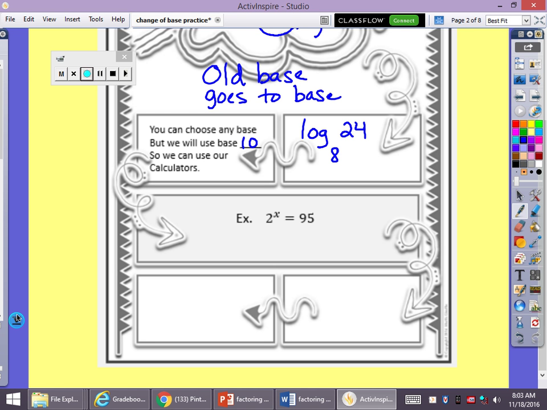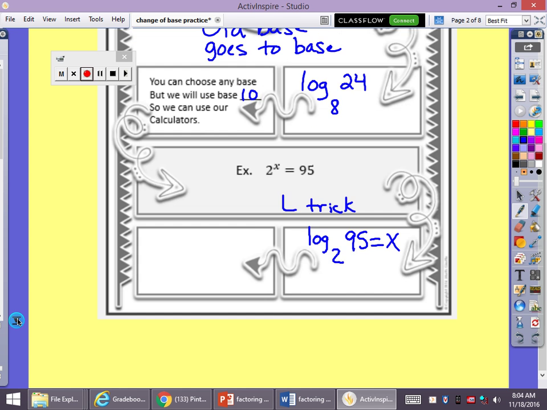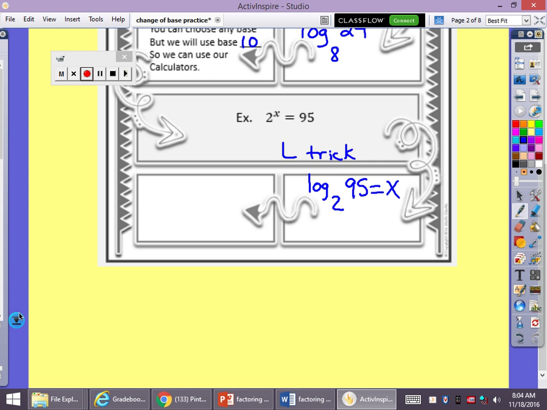All right, so using the L trig, not the E trig, I would rewrite this as log base 2 of 95 equals x. Yes? If I use the L trig, I get this equation. We had the E trig, we had the L trig. The L trig is just converting from exponential to logarithmic. Okay? Now, I want to be able to solve this.